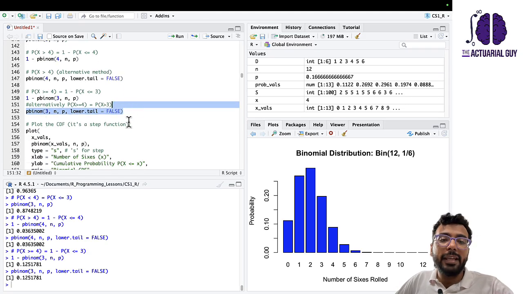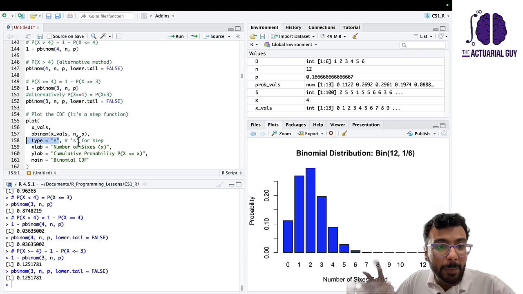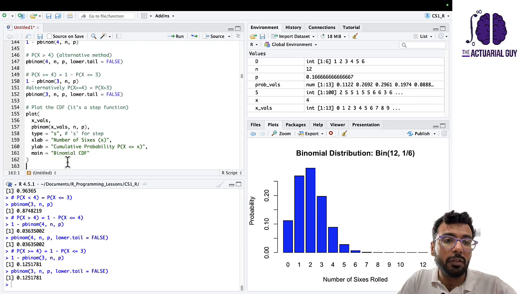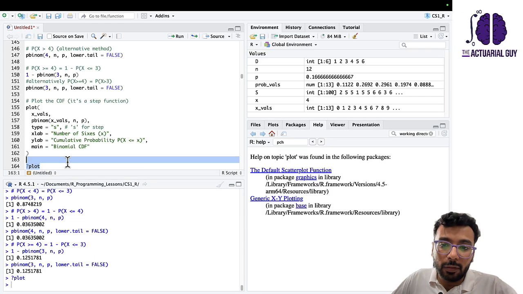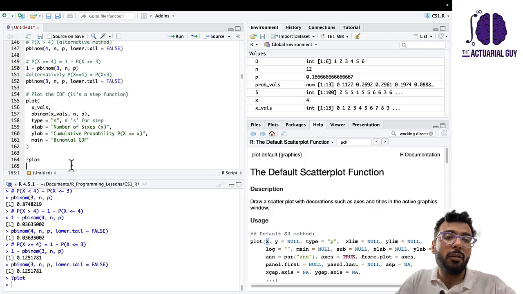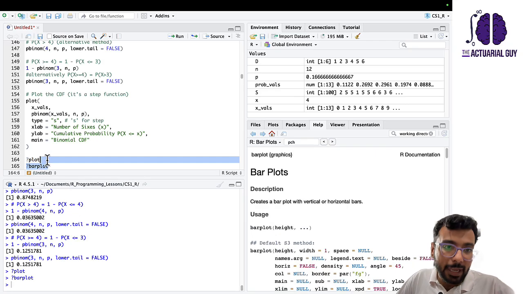How would you plot the CDF? If you remember, within plot, we had an option to plot a type s function, which was the step function. CDF is typically plotted as a step function. So what you would do is you take your x vals, which is from 1 to 12. You are plotting that on the x-axis. Remember, the arguments for the plot function are different than bar plot. If you see the plot or scatter plot function, the first argument is x. If you see the bar plot function, the first argument that goes in is height, which is y. So this is different.